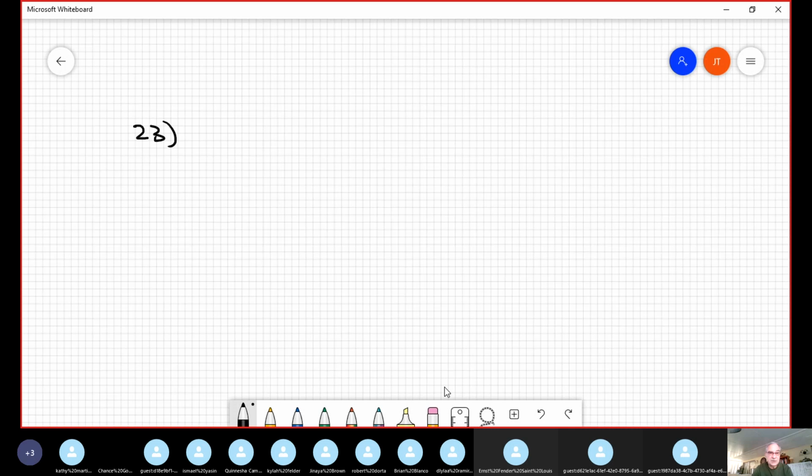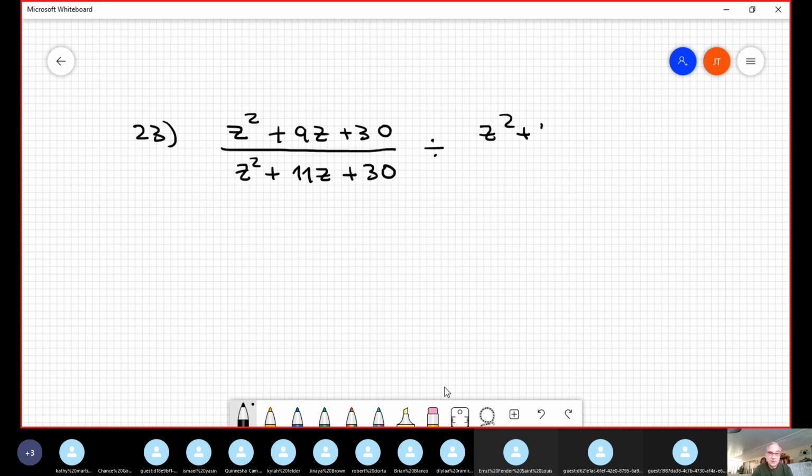23 is c squared plus 9c plus 30 divided by c squared plus 11c plus 30, division, c squared plus 4c divided by c squared plus 2c minus 24. This is the thing I copy. So I copy the first fraction exactly the same.